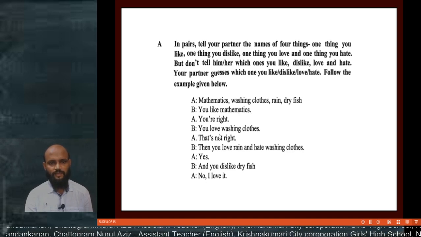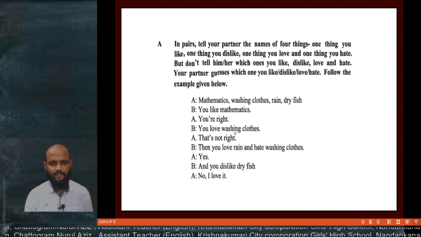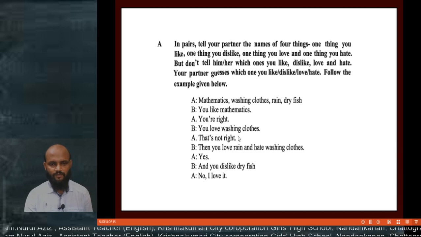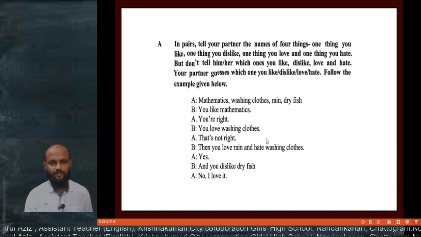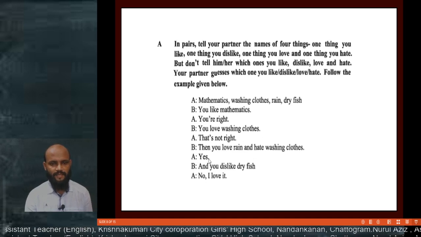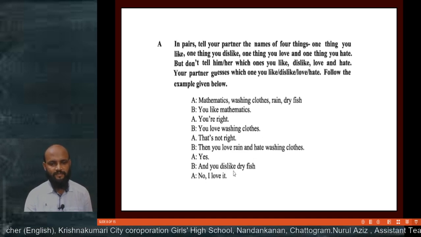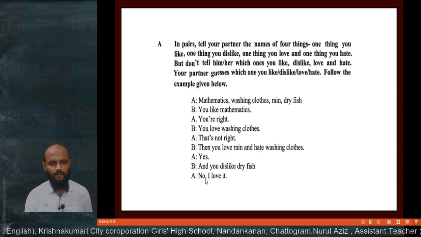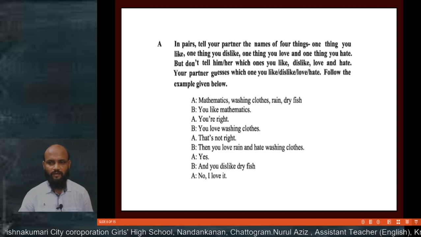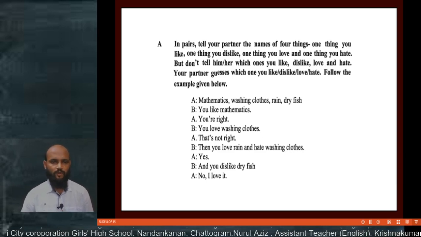If you say the right one, your friend says you are right. If you can't say the right one, your friend says no, that's not right. Then if you guess again and get the right one, he says yes. And if you cannot guess the right one, he says no, I love it. In this way you can make short dialogues. This is very interesting. You can practice it at home.